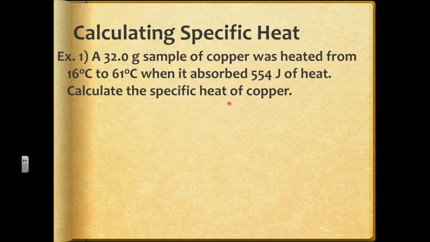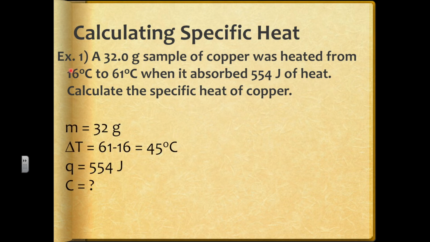So when we calculate these, they're very easy calculations where we have a 32 gram sample of copper was heated from 16 degrees Celsius to 61 degrees Celsius when it absorbed 554 joules of heat. We want to calculate the specific heat. So we have our known information here. We just glean all that down into one little problem, and we're looking for C.